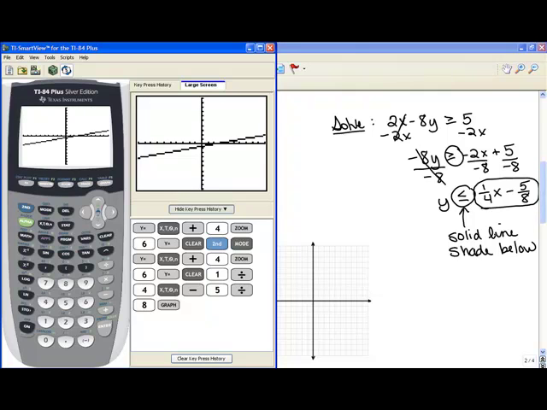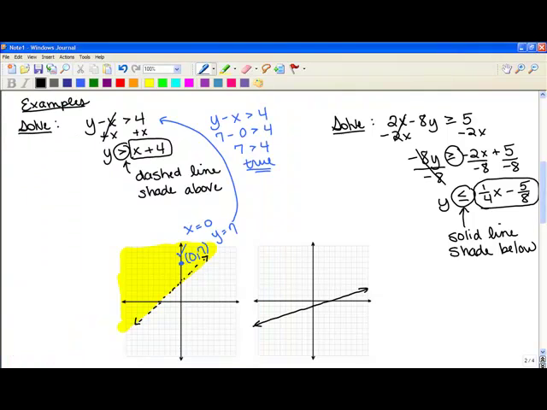Now we're going to use a solid line and we're going to shade below. Here's an estimate of where the line was on the calculator. And now we'll shade below this line. Again, every point in the shaded area will make the inequality true.